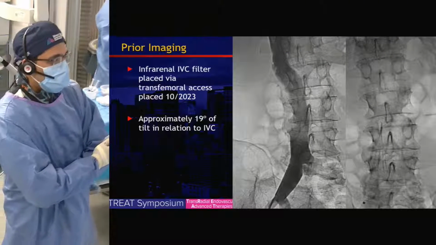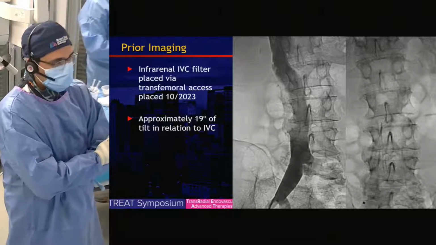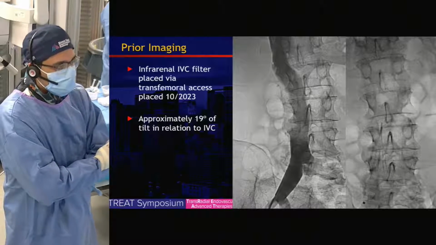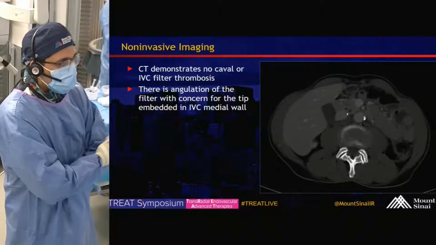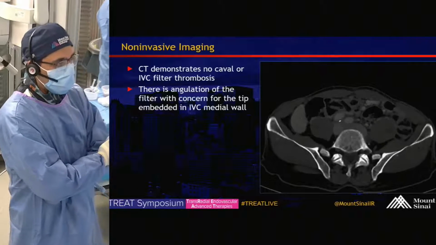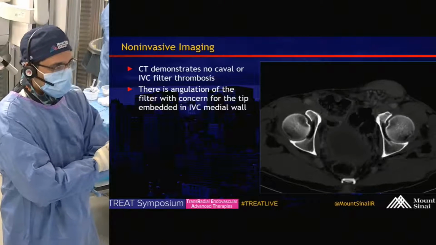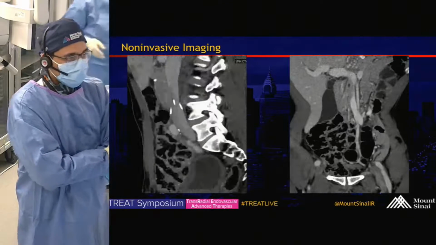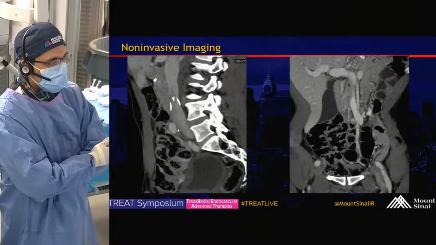So the initial imaging shows infra-renal IVC filter that was placed via transfemoral access in October 2023. Approximately, there was 19 degrees of tilt in relation to the IVC. And non-invasive imaging, CT venogram was obtained that demonstrates no caval or IVC filter thrombus. There is angulation of the filter with concern that the tip is embedded in the IVC, in the medial wall of the IVC. Here are some coronal and sagittal reformats that kind of demonstrate the IVC filter position.